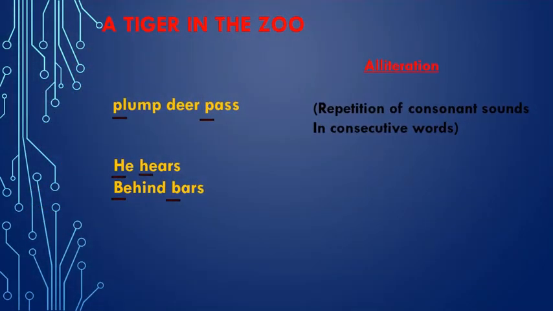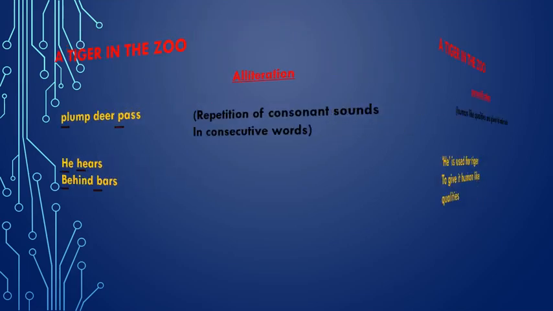Now, what are the poetic devices used in this poem? The first one is alliteration. Alliteration means a repetition of consonant sounds in consecutive words. In the poem, 'the plump deer pass', the consonant sound p in plump and pass is repeated in the same line. Here also h and h, and behind, b and b. These are the consonant sounds that are used. This is called alliteration.